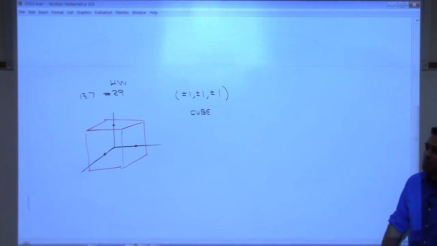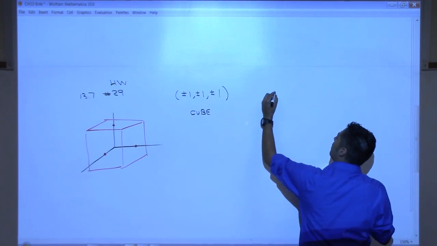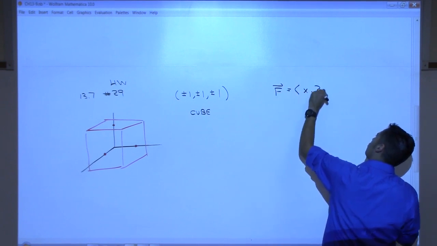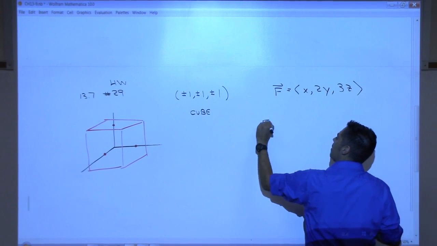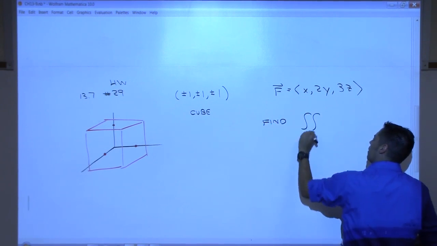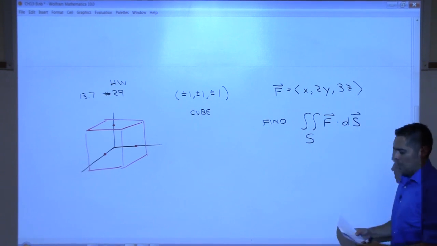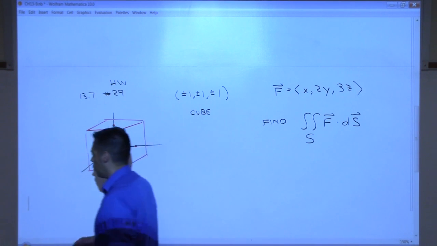Okay, so there's this. You were asked in that problem to find the flux, and you were given x, 2y, 3z, and you were asked to find this, okay? And I did it, and what do you think I did when I did the homework for this?